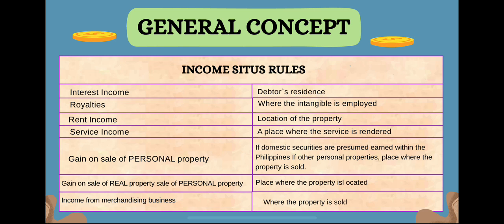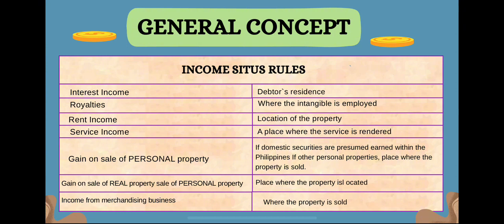Second is the royalties. The situs of taxation is where the intangible is deployed. An example for the royalties is the copyright of a songwriter, meaning the situs of taxation is where the song is being used. Third is the rent income. The situs of taxation is the location of the property. For example, I am living in America but I have a rental property in the Philippines. So, the income will be collected in the Philippines and it will be taxed in the Philippines.